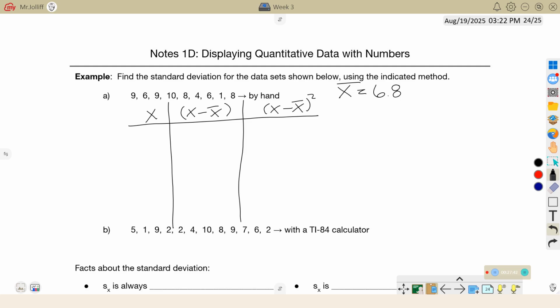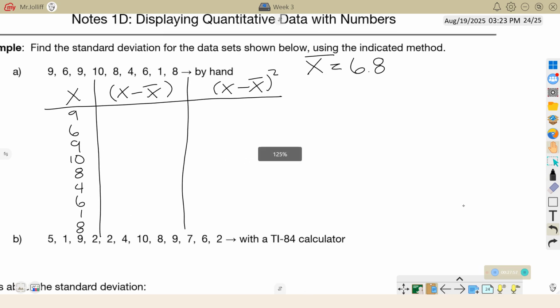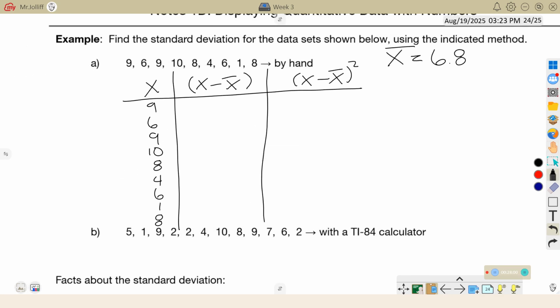So let's copy our data values down. 9, 6, 9, 10, 8, 4, 6, 1, 8. A little squishy in there, but it'll work. That's just copying. Copy the data values. Next, subtract. Data value minus mean. So x value minus 6.8. I'm going to do it by hand. Please check that I don't make a mistake because it's been a long day.